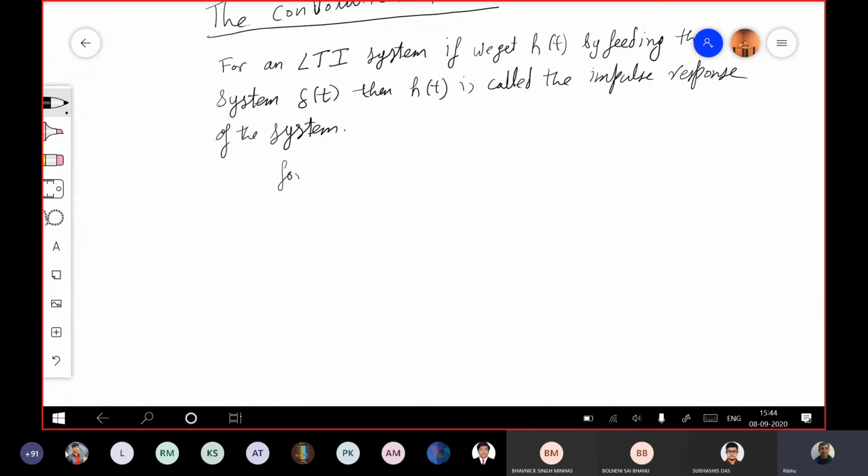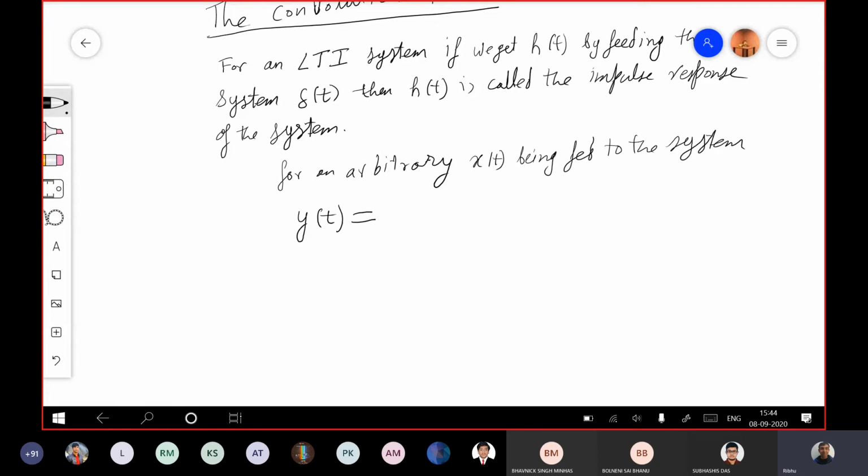And for an arbitrary x(t) being fed to the system, the system output y(t) equals the integral from minus infinity to infinity of x(tau) h(t minus tau) d tau, and this is also written as this. This you know, right? Yes, sir.